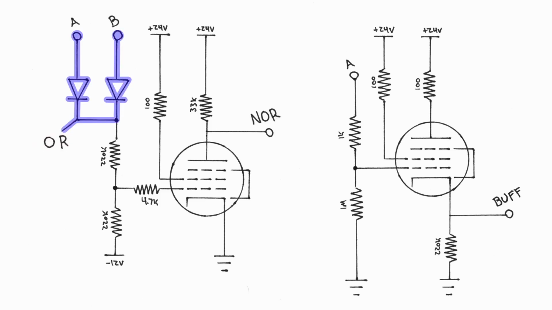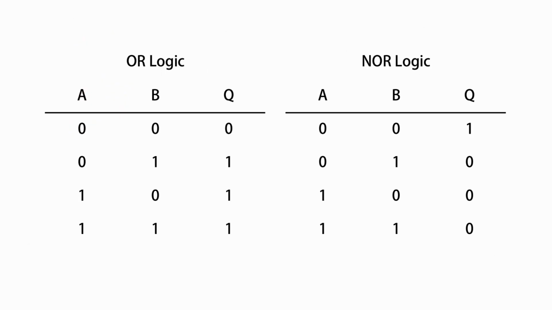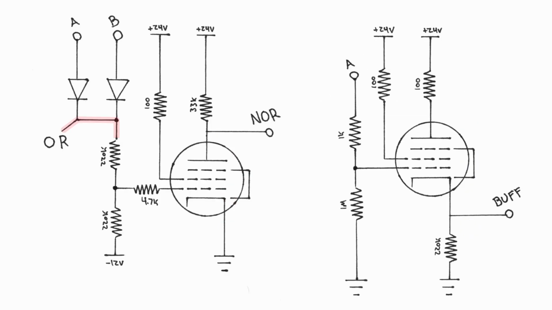So if both inputs are low, our OR output is low. But if one or both of the inputs go high, our output goes high. And then a NOR gate is just an OR gate with its output inverted. So we take our output from our OR gate and we send it into our 220K by 220K voltage divider network here that goes to minus 12 volts. And then we have a little 4.7K resistor coming off of the center to our grid.